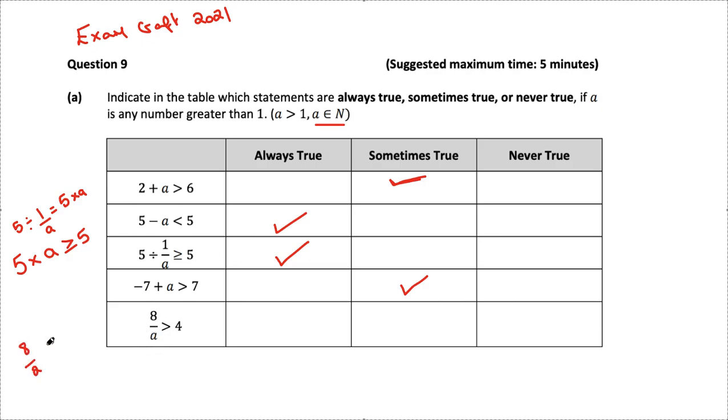So 8 over 2, is that greater than 4? It's equal to 4, but it's not greater than 4. So that means that this is going to never be true for a values that are natural numbers. So all you had to do there was think through what the different scenarios are if a has to meet this condition, and just think about swapping in different values for it to find out what a could be.